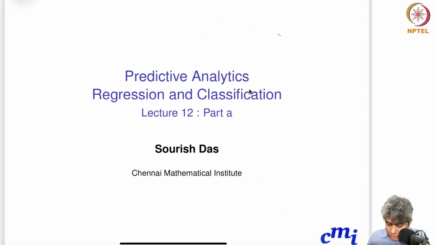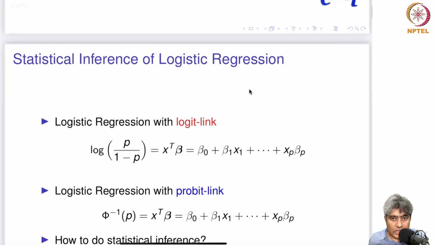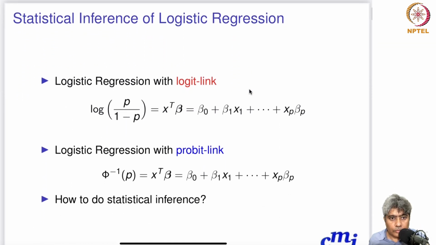Welcome to lecture 12 part A of the predictive analytics, regression and classification course. We are going to discuss statistical inference of logistic regression. In the previous lecture we discussed logistic regression with logit link, and logistic regression with probit link, and then we also discussed how to do statistical inference.